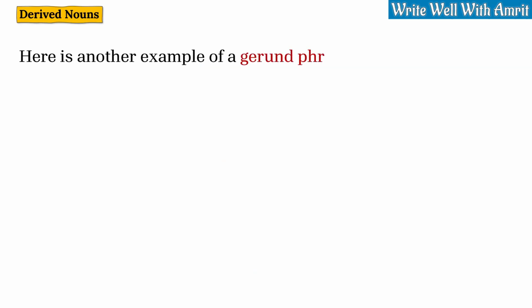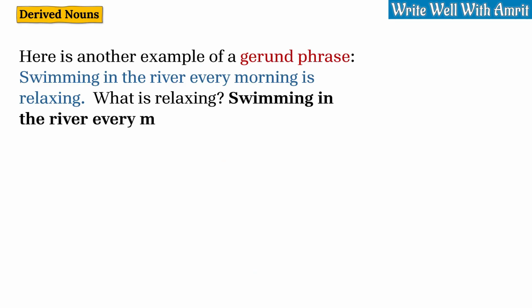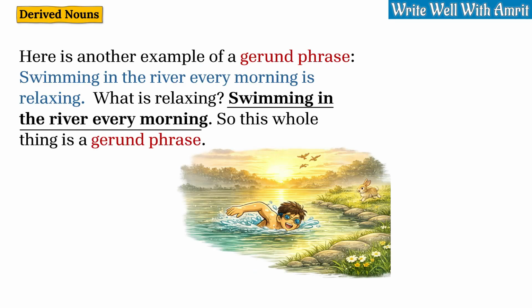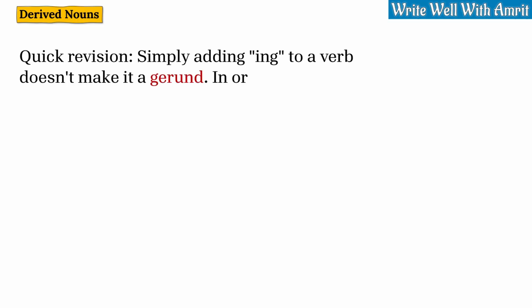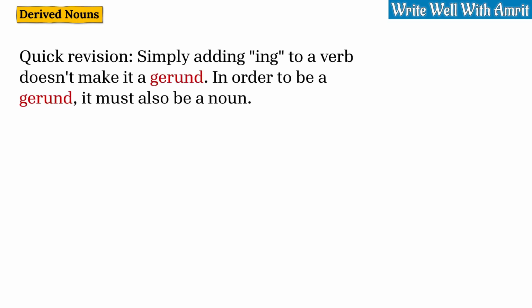Here is another example of a gerund phrase. Swimming in the river every morning is relaxing. What is relaxing? Swimming in the river every morning. So this whole thing is a gerund phrase. Quick revision. Simply adding ing to a verb doesn't make it a gerund. In order to be a gerund, it must also be a noun.